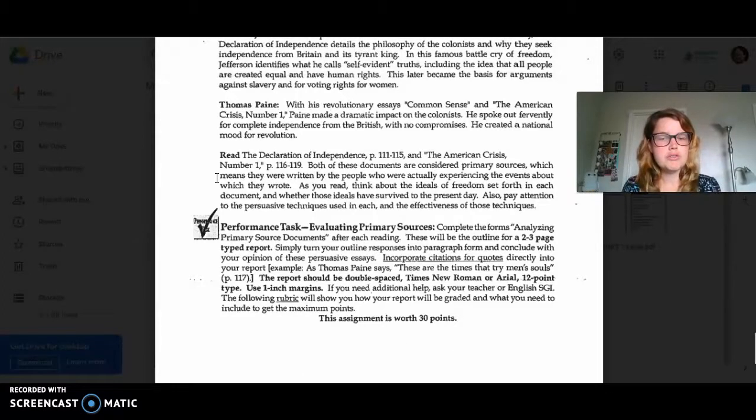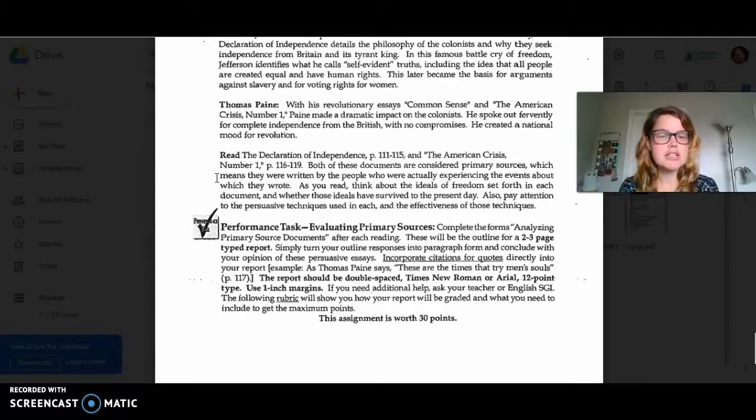So you're going to complete these forms after the reading, and that's going to be the outline for a 2 to 3 page typed report. If you're not familiar with the formatting, it lays it out there below. So you turn those outlines into paragraph form, and they become your opinion of the persuasive essays. You want to incorporate citations for quotes.